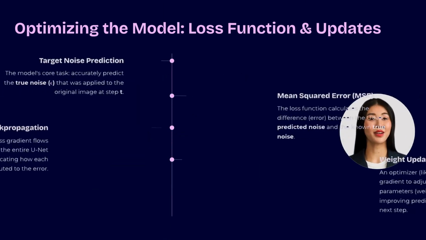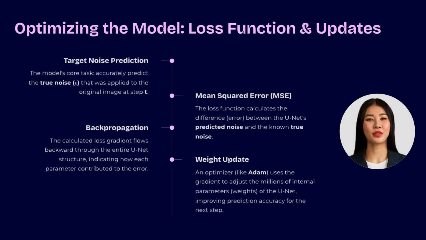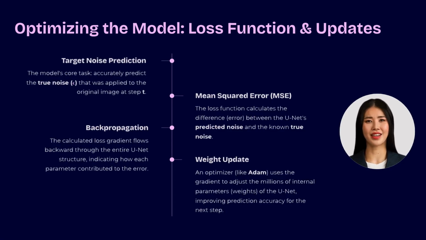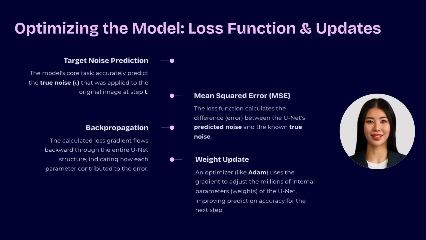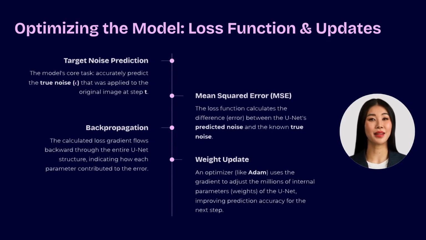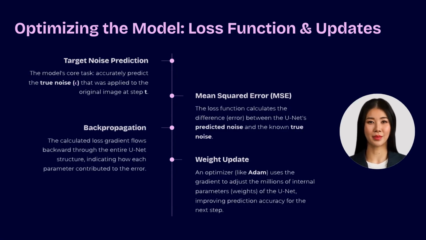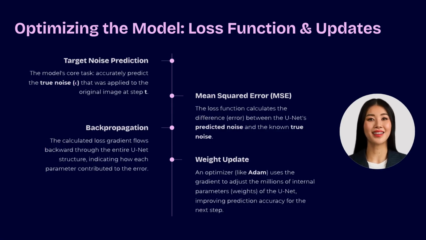Finally, how does the model get good at predicting the noise? It learns from its mistakes using a loss function. For each training example, the model predicts the noise. We then compare that prediction to the actual noise that was originally added, using a simple formula like mean squared error. If the prediction is far off, the error is large. This error signal is then sent backward through the entire U-Net using backpropagation. An optimizer, like the popular Adam optimizer, then makes tiny adjustments to the millions of parameters in the U-Net to reduce that error for the next time.